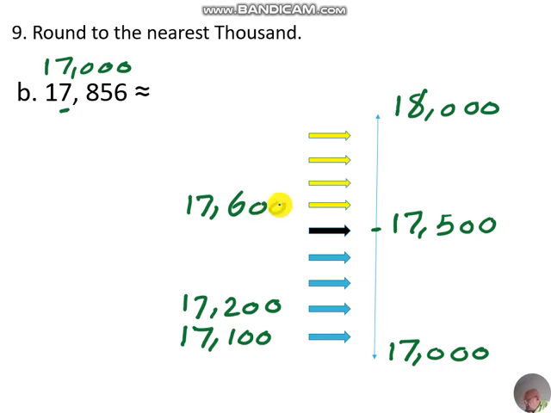And so on, up to 18,000. This is 17,800. This is 600, this is 700, this is 800. And the number will be here: 17,856. And this is above the midpoint. When you round it, you round it to 18,000.